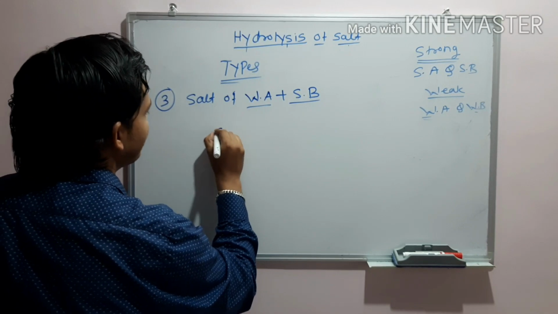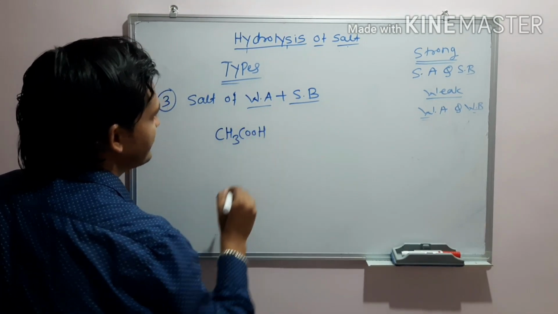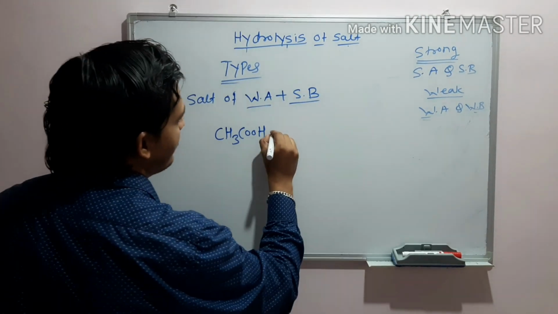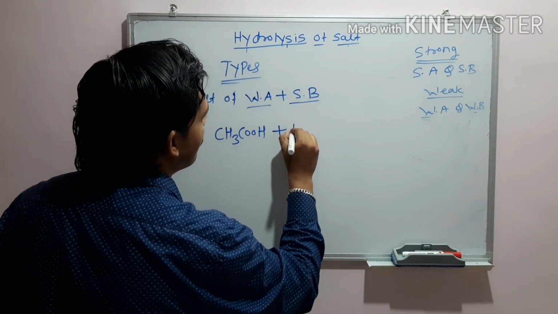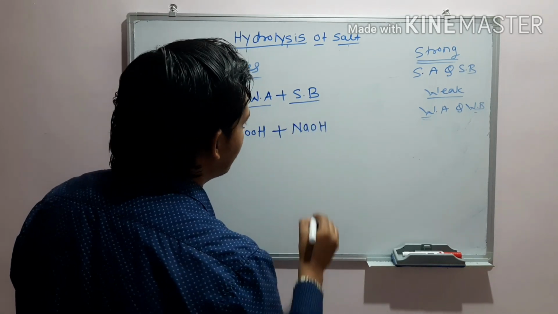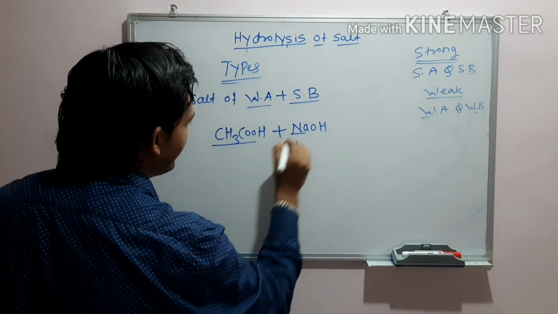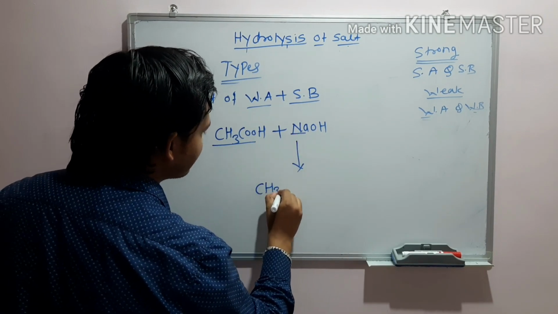So what is our weak acid? You already know the weak acid, that is acetic acid. And what is the example of strong base? Strong base includes NaOH. Then what is our product? CH3COONa, that means sodium acetate.